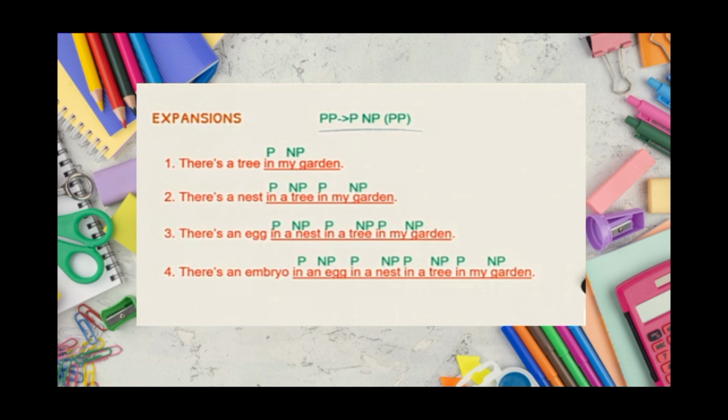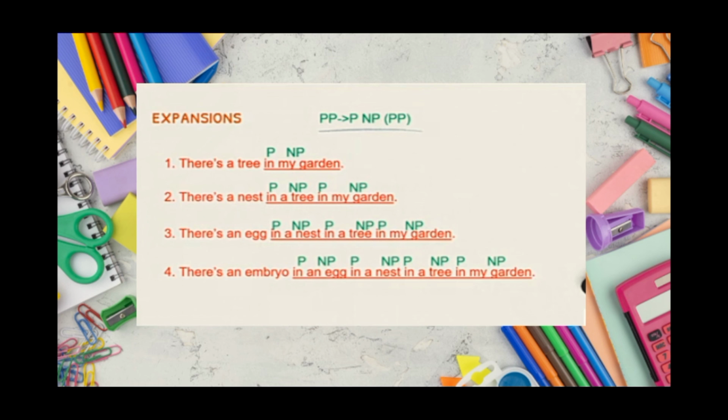Second, there's a nest in a tree in my garden. The prepositional phrase is in a tree, noun phrase. Another prepositional phrase, in my garden, noun phrase. There's an egg in a nest in a tree in my garden. And prepositional phrase, a nest, noun phrase. And prepositional phrase, a tree, noun phrase. And prepositional phrase, my garden, noun phrase.